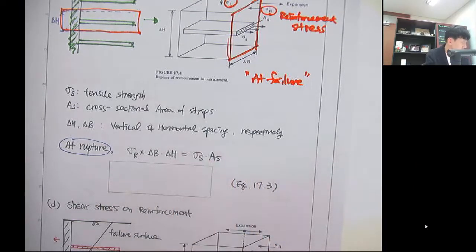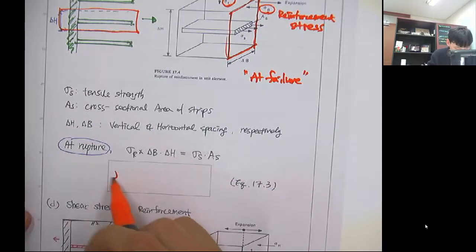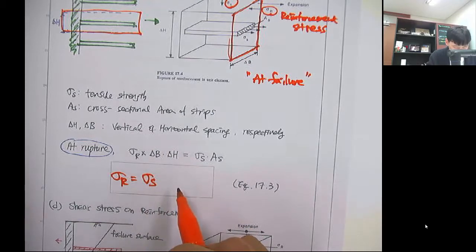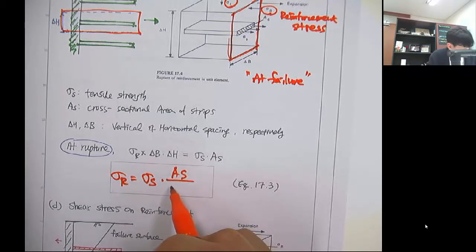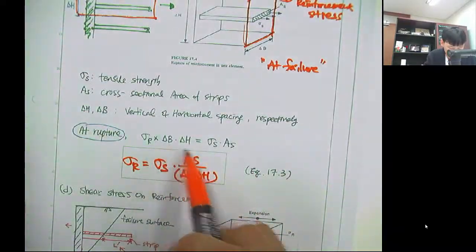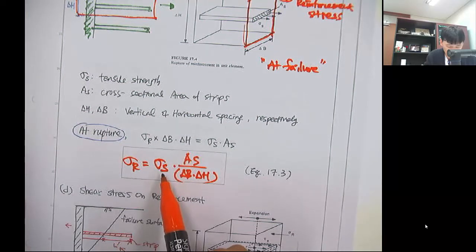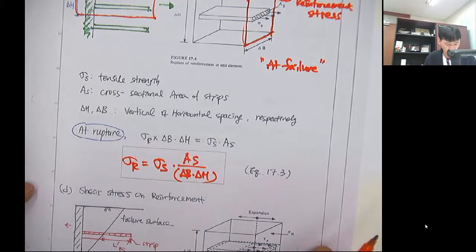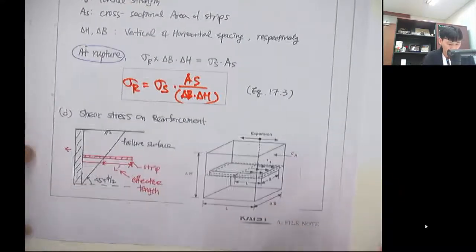So it becomes that, so we can manipulate this equation. The sigma r will be expressed as a function of sigma s and AS and delta B and delta H. So if you know for the rupture the tensile strength of the reinforced material, the sectional area, and the spacing, then you can calculate the reinforcement stress. Very simple. And what about the slippage?